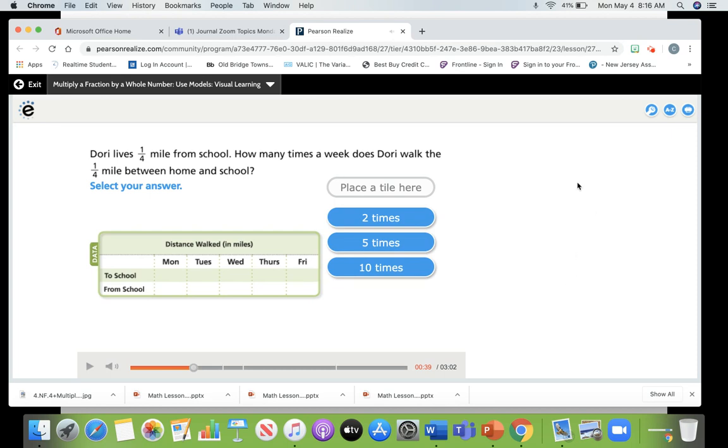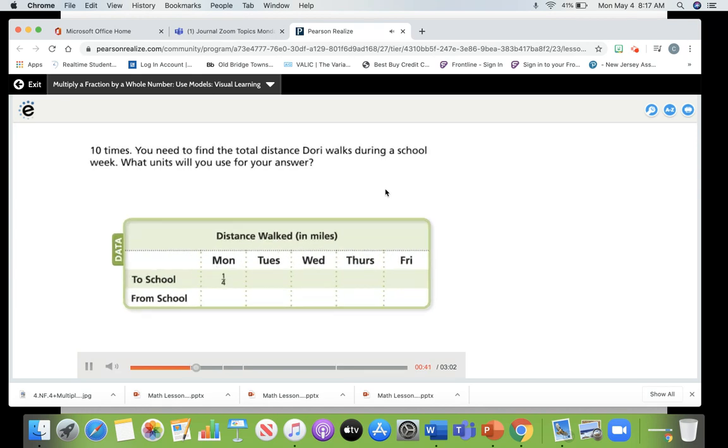All right, so it says Dory lives 1/4 mile from school. How many times a week does Dory walk the 1/4 mile between home and school? How many times? So let's think. 1, 2 a day, right? So it says how many times a week. If you have to do it twice a day, there's 5 days in a week. 2 times 5 gives us 10. 10 times.